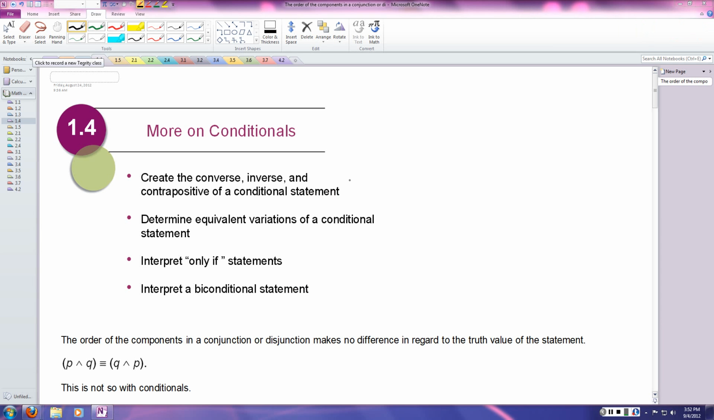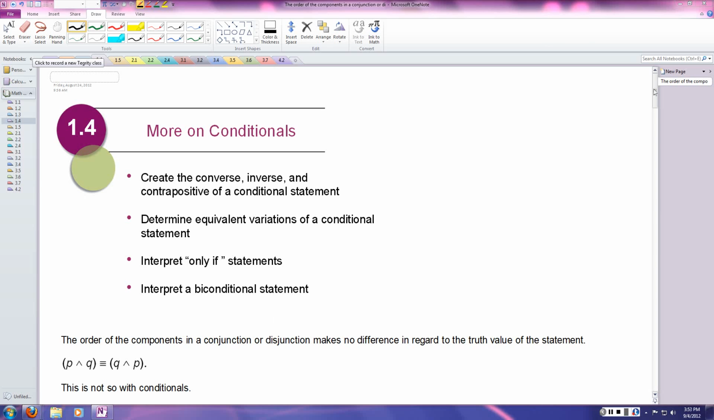This lecture is over 1.4, more on conditionals. This week we have 1.4 and 1.5, so it will be a busy week. Create the converse, inverse, and contrapositive of a conditional statement, so we'll learn what a converse is, an inverse is, and a contrapositive. We'll determine equivalent variations of conditional statements, so nicely we're going to find out things about the statement, the converse, inverse, and contrapositive, and how they're equivalent to each other. Interpret only if statements, and then interpret a biconditional statement.